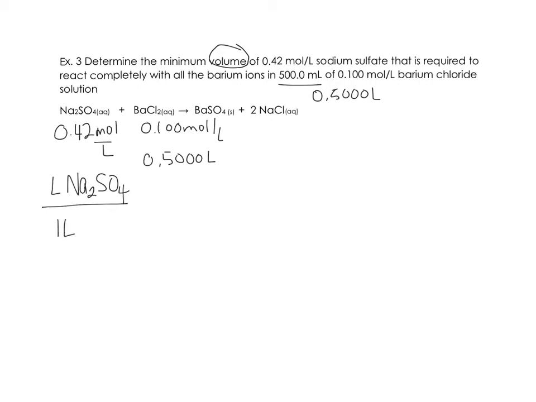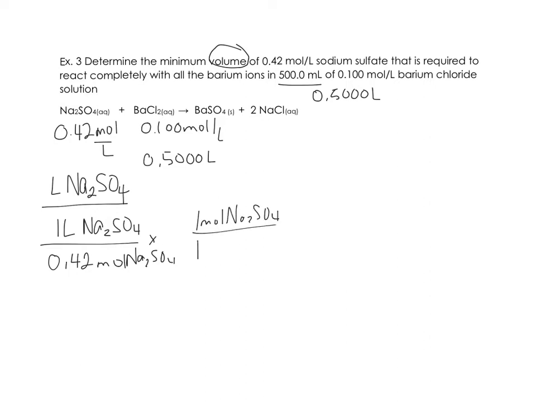So 1 liter of sodium sulfate contains 0.42 moles, and we're strictly taking the concentration here. So we want to get rid of moles of sodium sulfate. So we need the mole ratio. 1 mole of sodium sulfate for every 1 mole of barium chloride. So moles cancel.